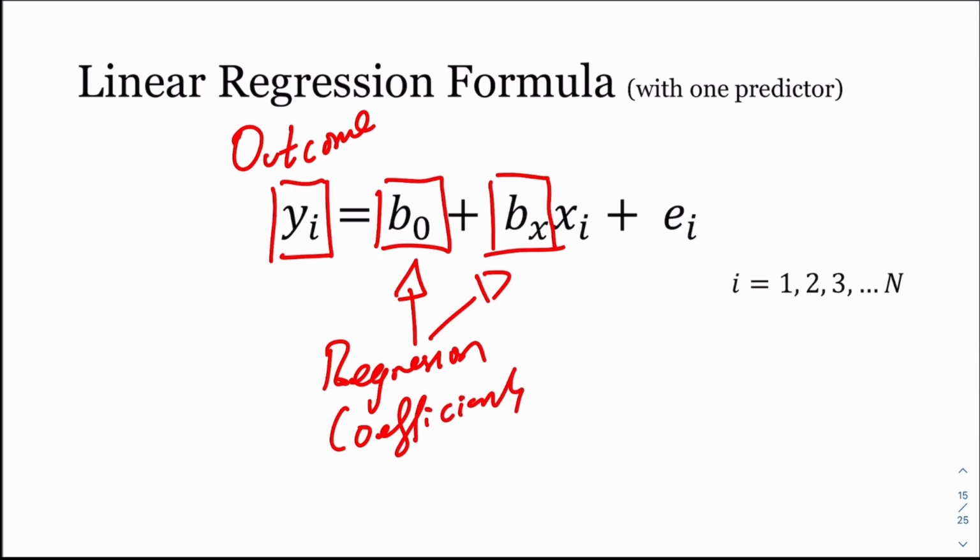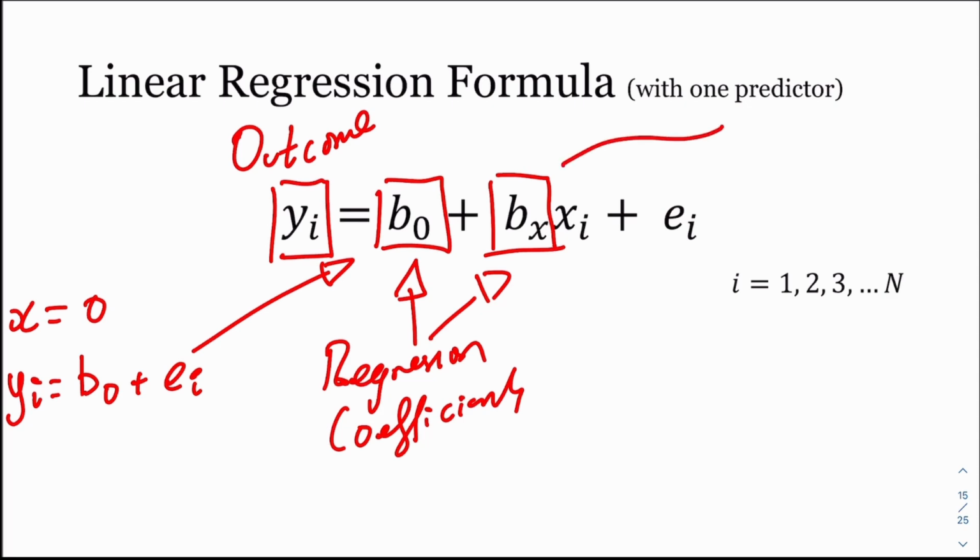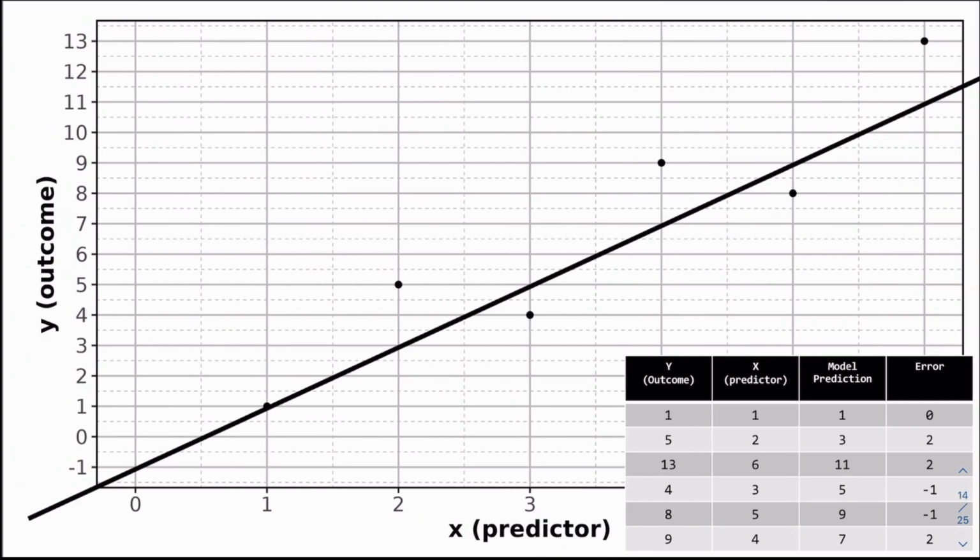The regression coefficients are unknown and they're not in our data, so these are things that we have to estimate. The first regression coefficient is normally called the intercept, and that's because when x is equal to 0, our outcome, y, is simply equal to the intercept plus some random error. So the intercept tells us the expected value of our outcome variable when our predictor variables have a value of 0.